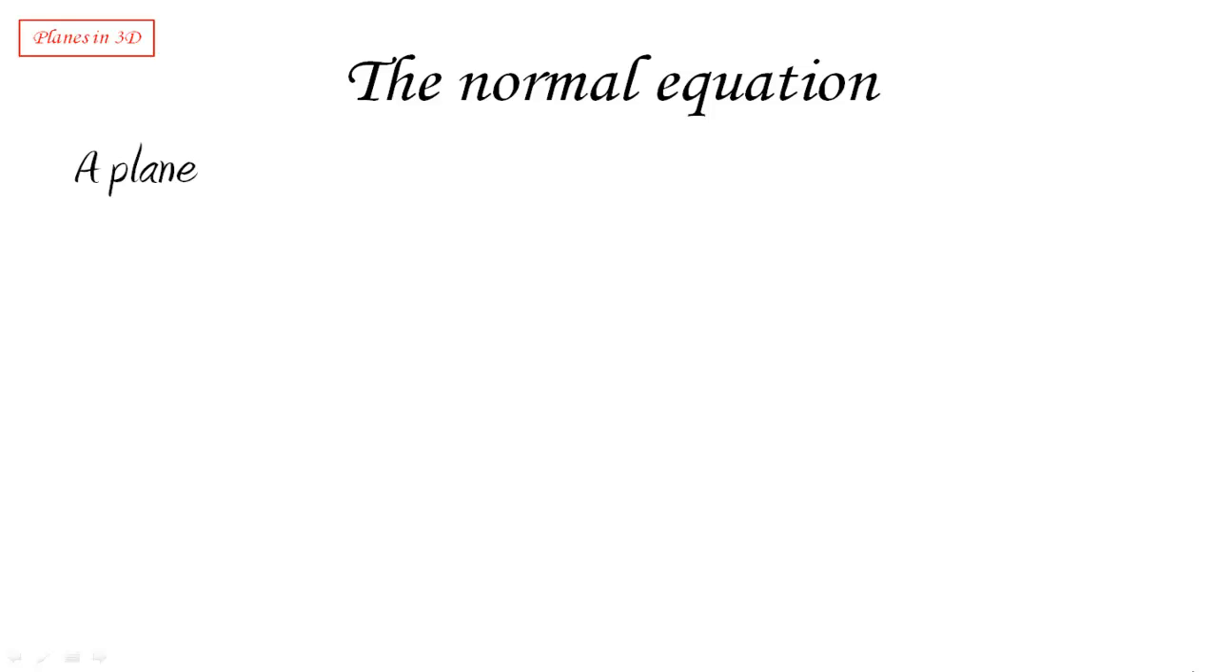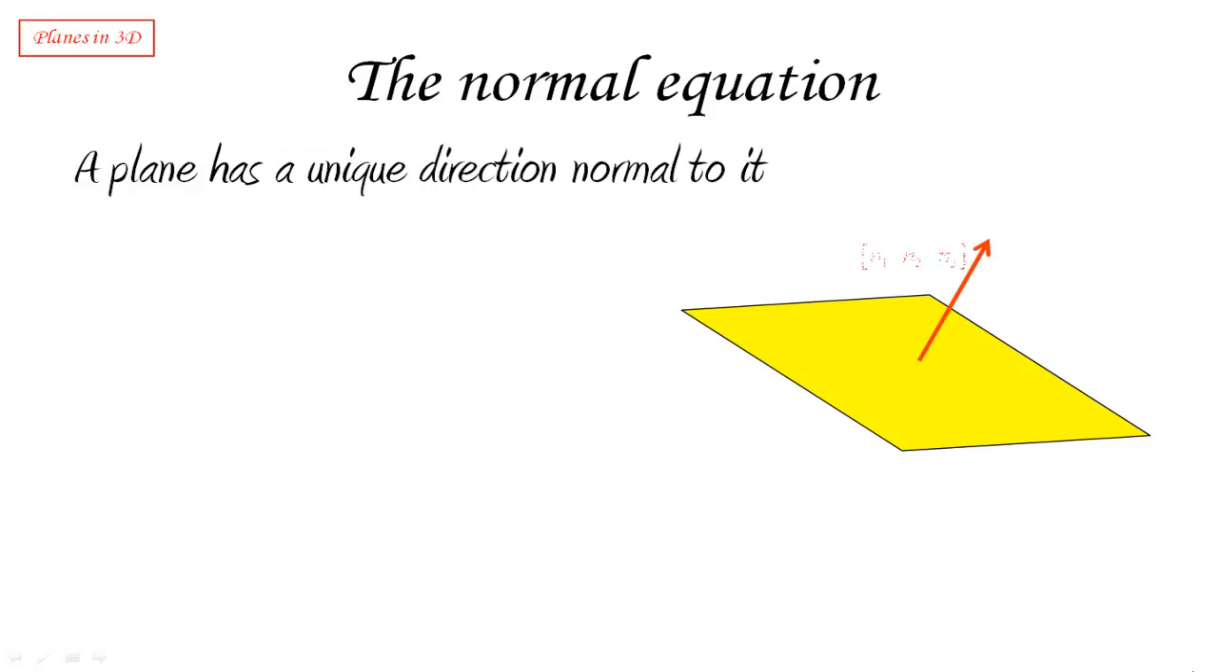Okay, well, let's have a look at the plane, and notice that once you identify a plane, there is only one direction which is normal to it. Normal meaning, of course, perpendicular to it. Okay? We can go in that orientation or the opposite orientation, but there's only one direction which is going to be perpendicular to the plane.